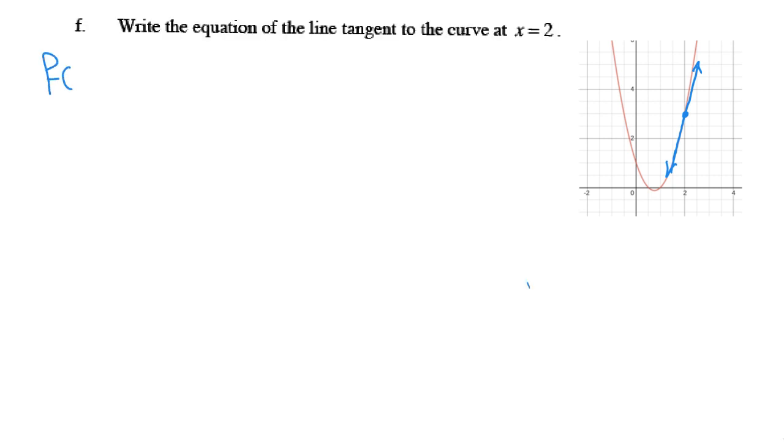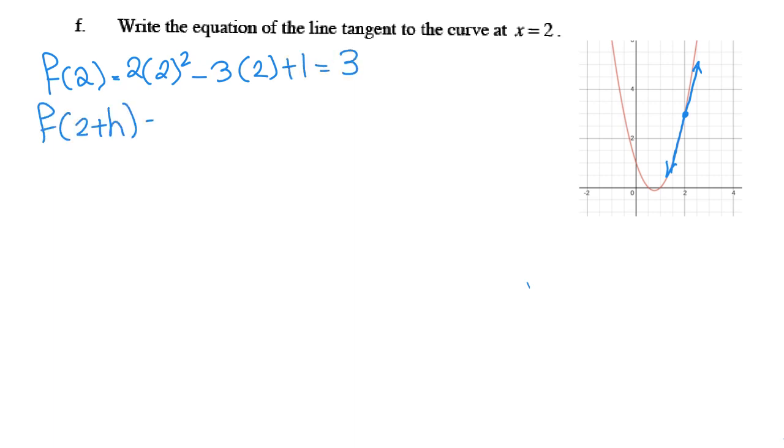So I'll start by finding f of 2. And f of 2 is equal, we just found this one by putting that into our equation, which is 2 times the 2 squared minus 3 times the 2 plus the 1. And we found out that that was equal to 3. Now I want to find the f of 2 plus h. I want to get all of my work ready. So I'll do 2 times the 2 plus h squared minus 3 times 2 plus h plus the 1.